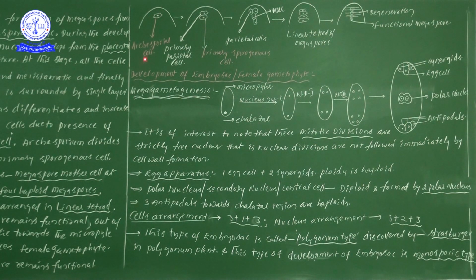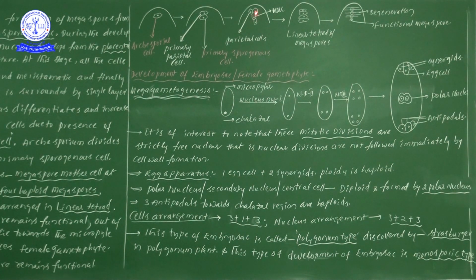Later this archesporial cell divides into 2 cells, arranged in a linear manner, one above the other. One is a primary parietal cell and the other is a primary sporogenous cell.